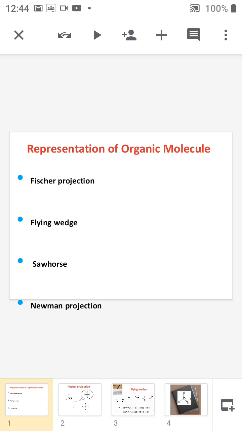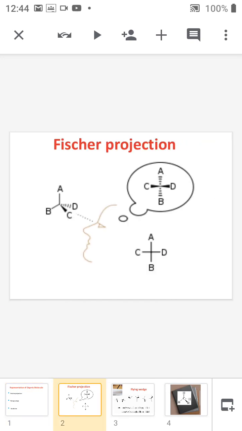First is the Fischer projection, second is the flying wedge, third is the Sawhorse, and the fourth is the Newman projection. So first of all, we have to move into the Fischer projection formula. In an organic molecule, the central atom is always carbon. So in the Fischer projection, we have to represent the central carbon atom by a cross.